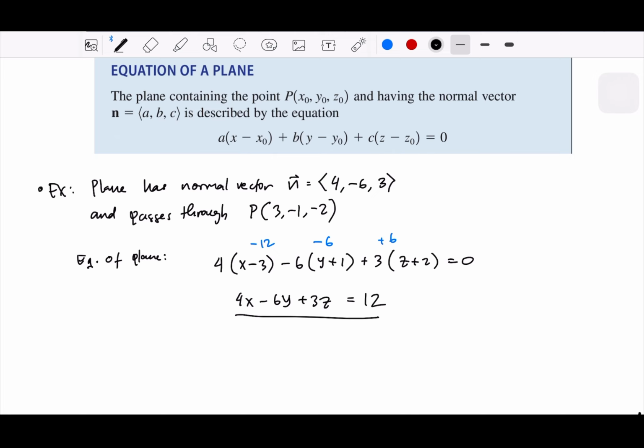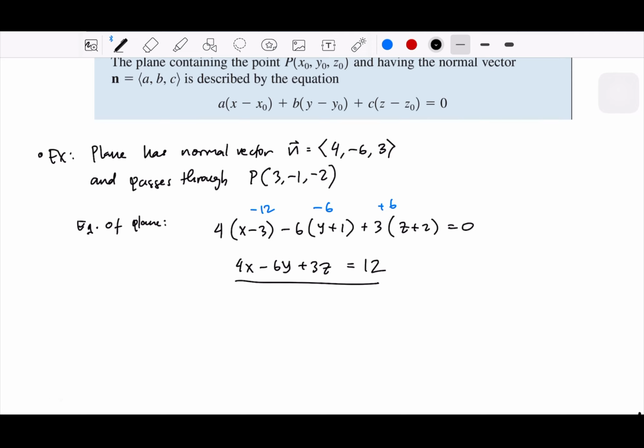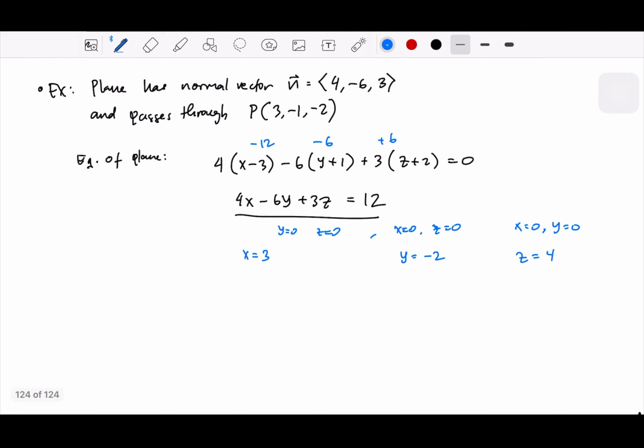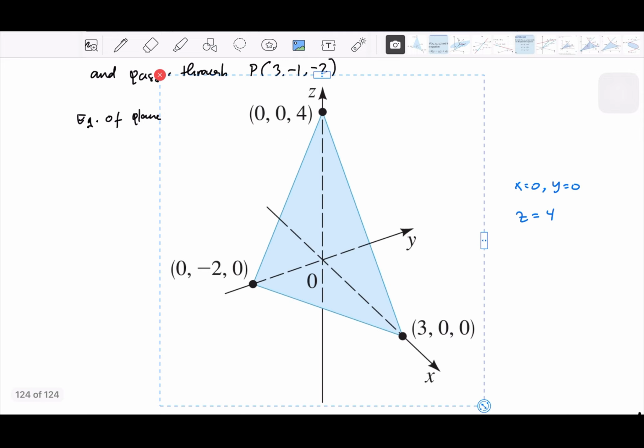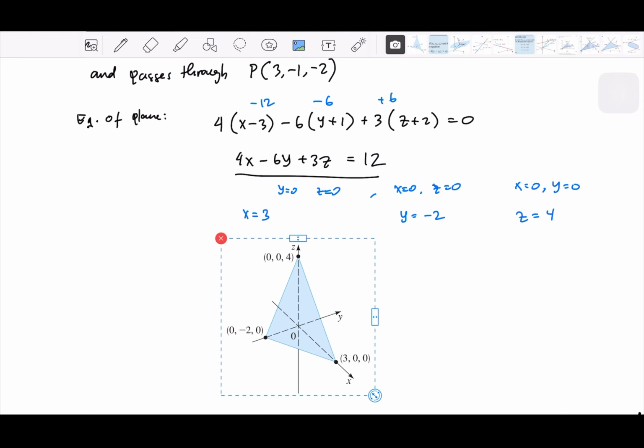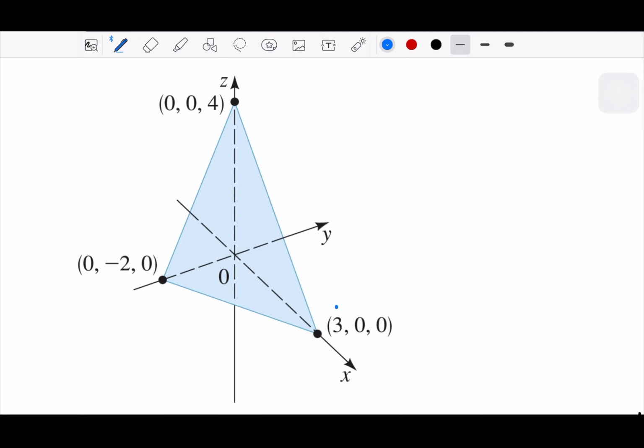And we can find the intercepts. For example, to find the x-intercept, we make y equal 0 and z equal 0, and we get that x is 3. Then when x is 0 and z is 0, y is -2. And when x is 0 and y is 0, z equals 4. So all these 3 points are the intercepts of the plane. We can also draw the picture of the plane like this, where x is this part, y is this, and z is this one.